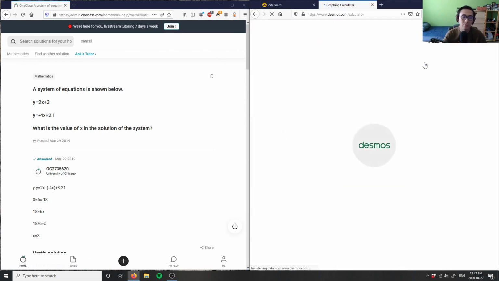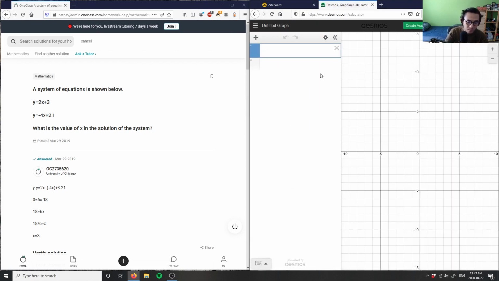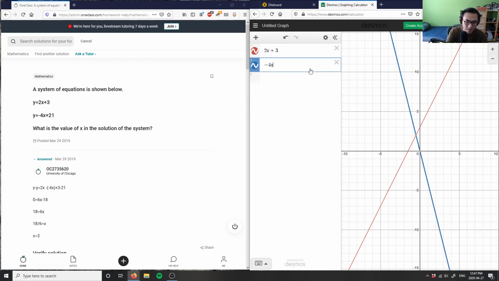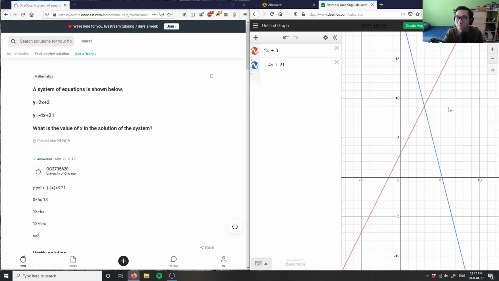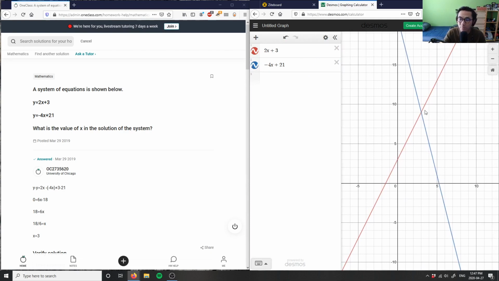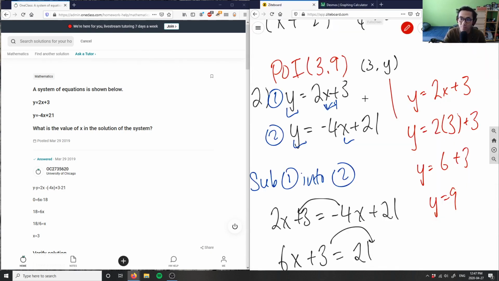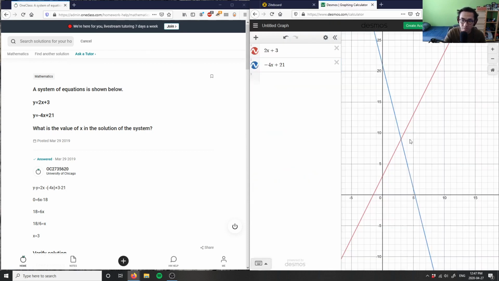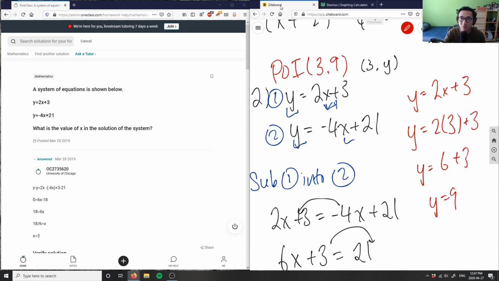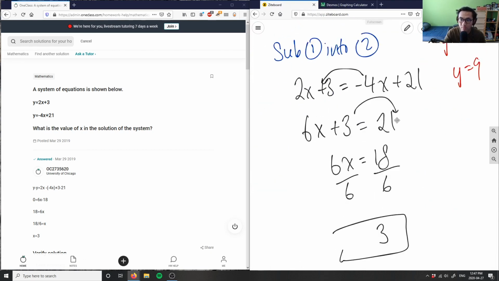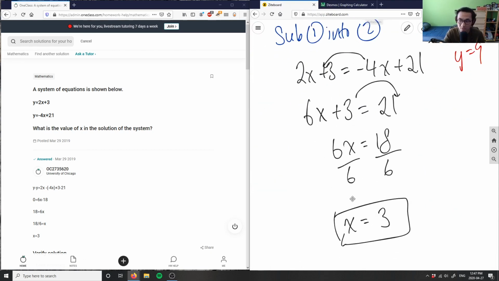When we talk about systems of equations, we are solving for the point of intersection. So this here is 2x plus 3, a linear line like so, and we have negative 4x plus 21. As you can see, the point of intersection when we're solving for this will be 3 and 9. This here is my solution, right? The question is only asking us for the value of x, and the value of x of the solution is simply 3. That's what we solved for in this equation, using substitution to get x equals 3.